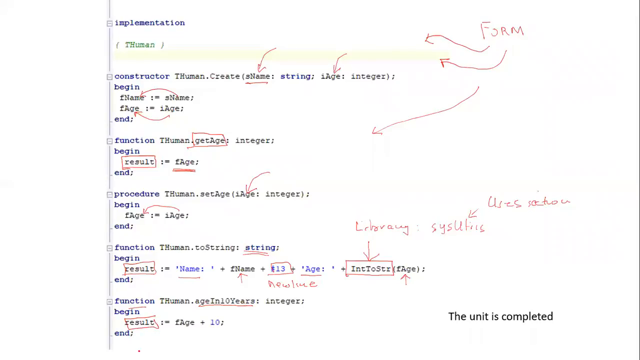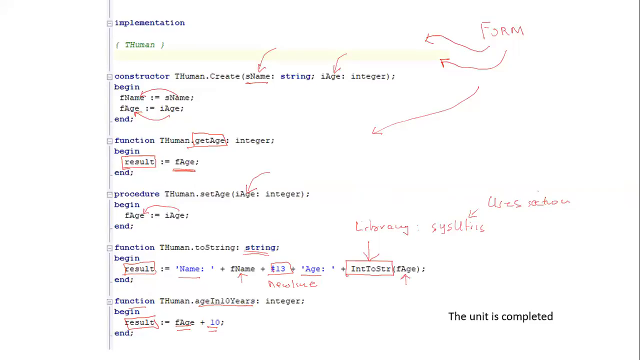Use of result to return. I'm simply taking the age, adding 10 to it, and that value will be returned. At this stage, the blueprint is now created. I've created my class called tHuman, and I now need to utilize it.